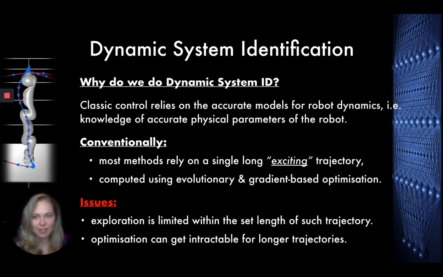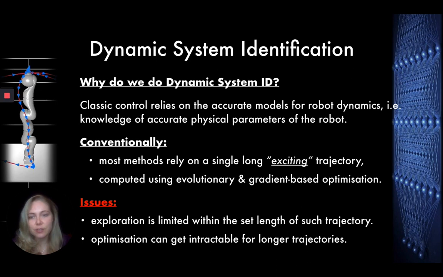What is dynamic system identification and why do we do that? Classic robot control relies on accurate models for robot dynamics, which basically means knowledge of actual physical parameters of the robot, such as weights of the links and maximal velocities of the joints and maximal angles of the joints.